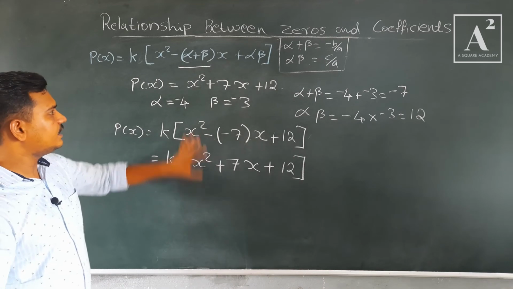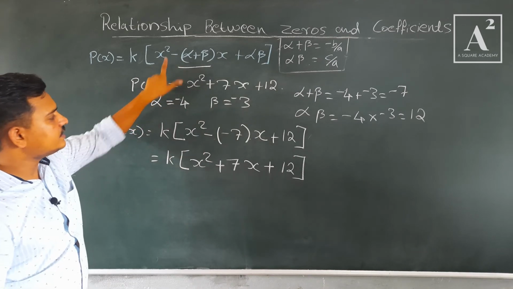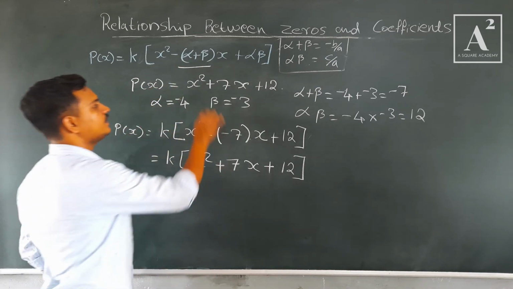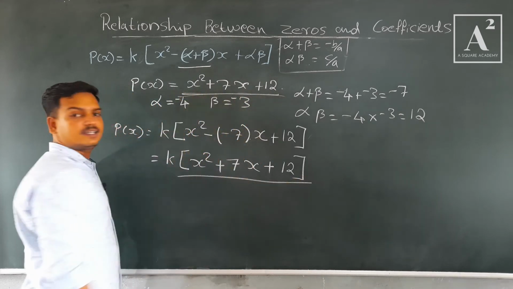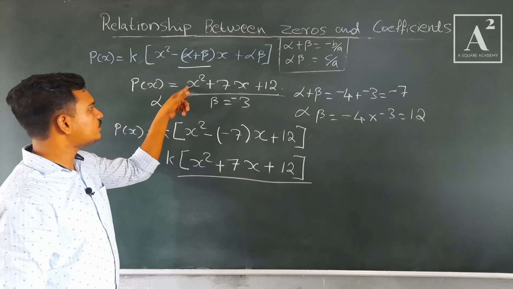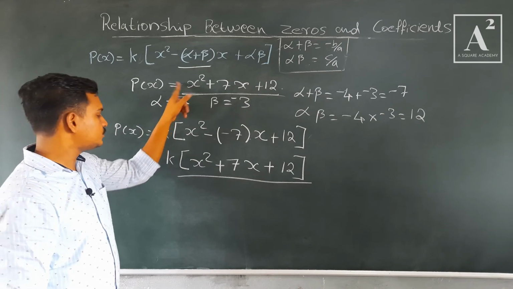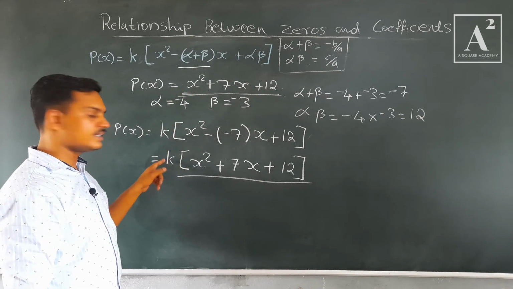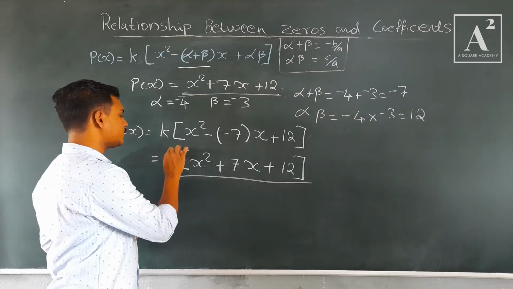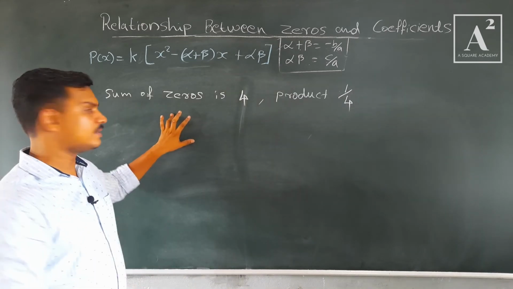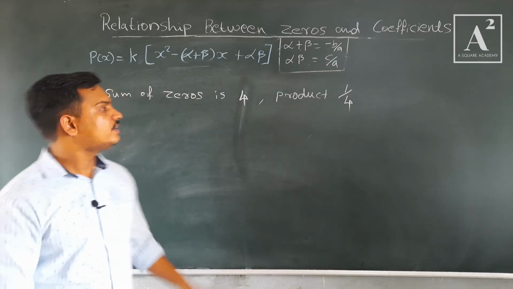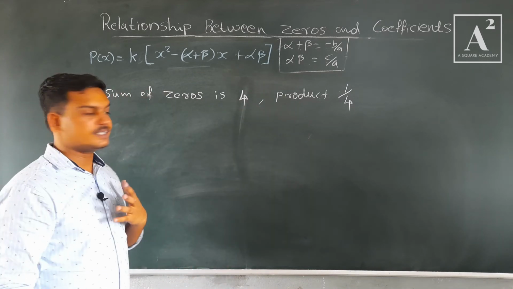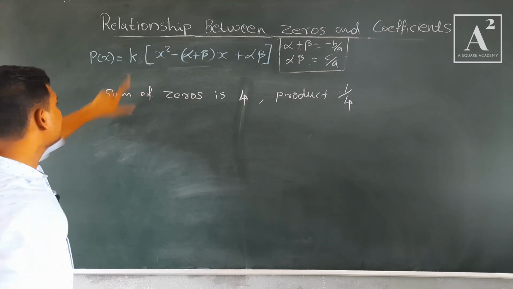Look, here we obtained the same polynomial that we have here. Both expressions are the same. What is the coefficient of x square here? That is 1, and here the coefficient of x square is also 1, so k is 1. Now one more example of the same kind: sum of zeros is 4 and product is 1 by 4. We want to find the equation, and for that we have the form here, right?